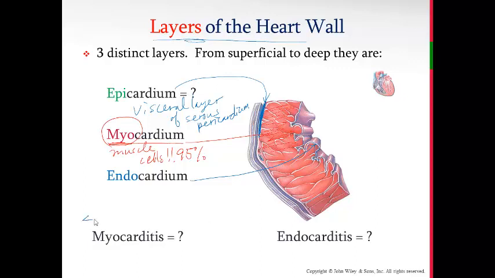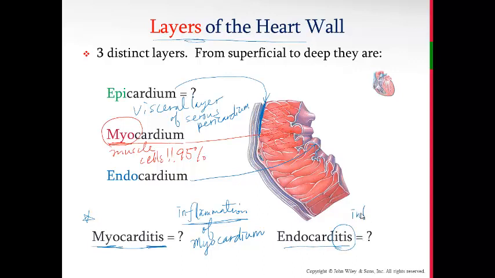Now, if you hear a diagnosis, for instance, like myocarditis, the ITIS at the end tells you it's an inflammation. Now, where would that inflammation be? Right, myocarditis tells you the inflammation occurs at the myocardium. Now, how about endocarditis? This is also an inflammation, but it's going to be at the endocardium.